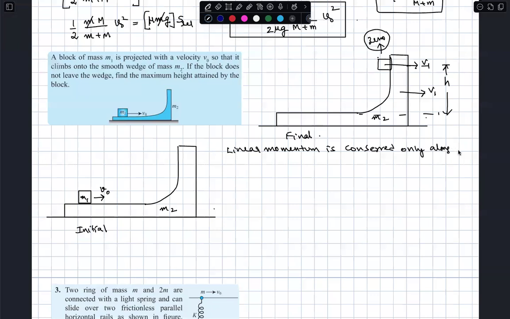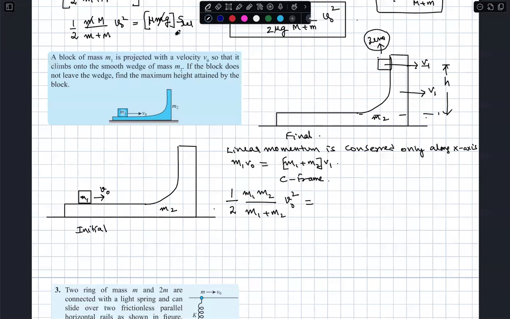Only along the x axis. So therefore, I can say that m1 v naught is equal to (m1 plus m2) times v1. Okay, right. Now you do the problem in the C frame of reference. Initially, my kinetic energy is nothing but half (m1 plus m2) v relative square. I think you remember this relation: half m, reduced mass, times v relative square. The second one is already at rest. So therefore, in the C frame of reference, this is the condition.